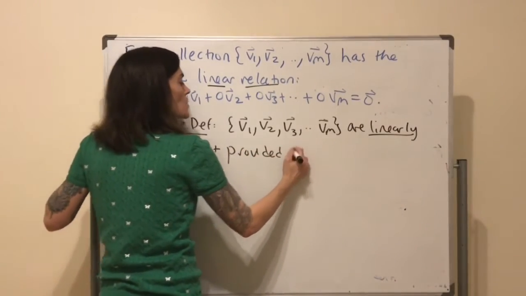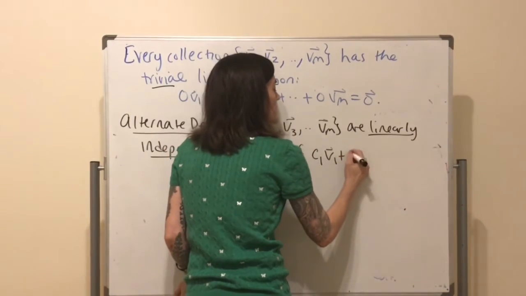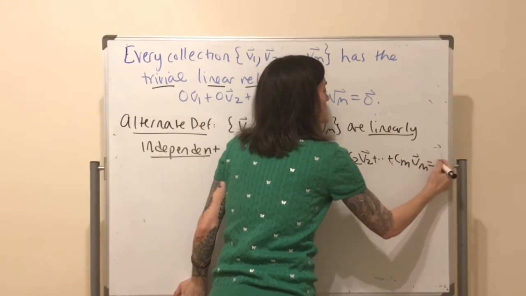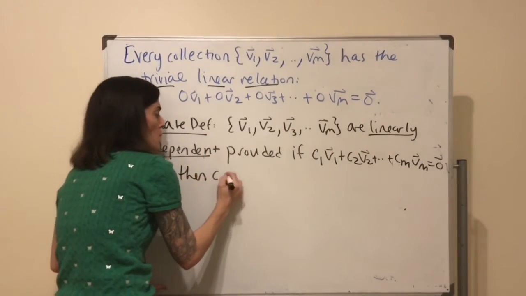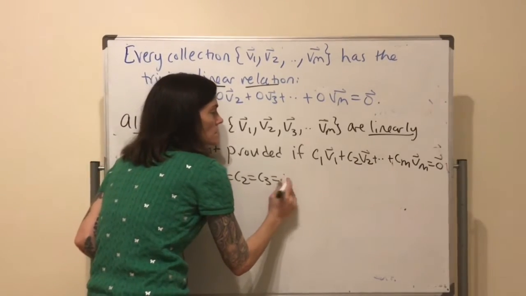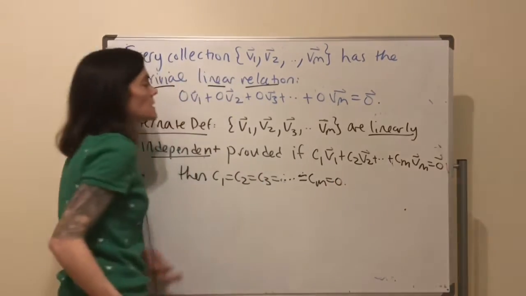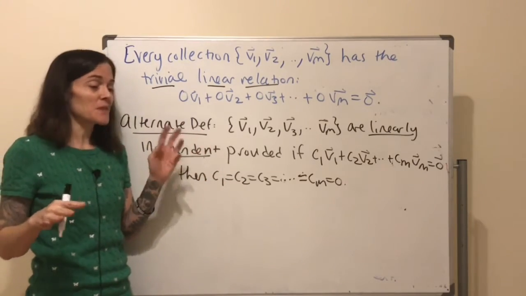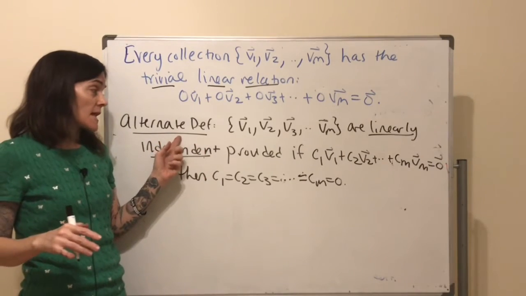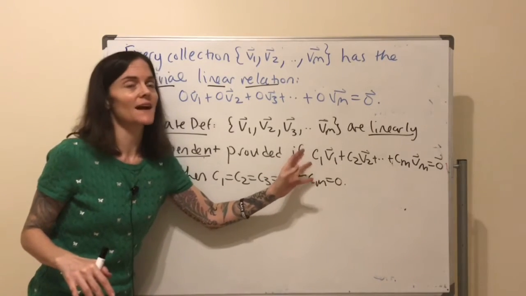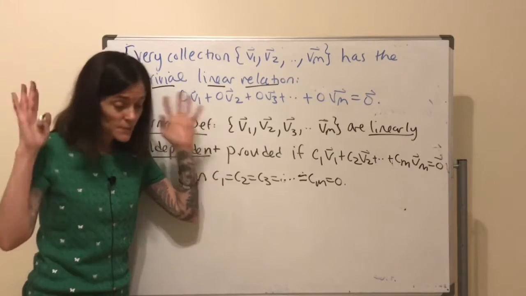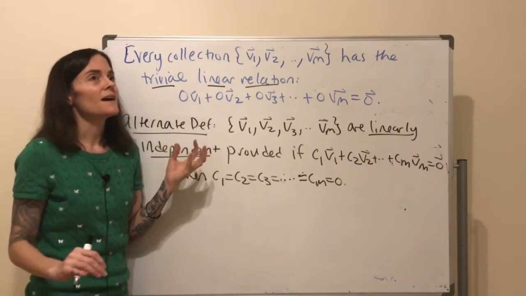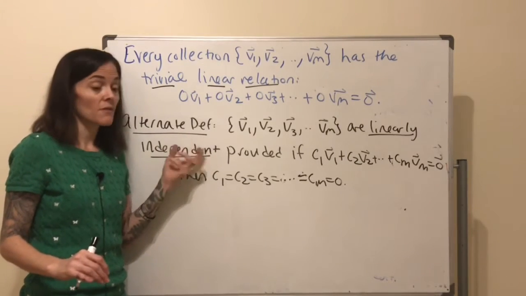provided that if you have c1 V1 plus c2 V2 out to cm Vm equals 0, then c1 is c2 is c3 is out to cm is 0. So this is a definition I've seen in other texts, and it's equivalent to the one in our text about linearly independent. It says you don't have any redundant vectors. And this says that, well, it's an if-then, but if you have some linear combination of the collection of vectors that equals 0, it must be the case that all of the coefficients are 0. And sometimes this can help you spot a collection of linearly independent vectors by thinking of it in this framework.